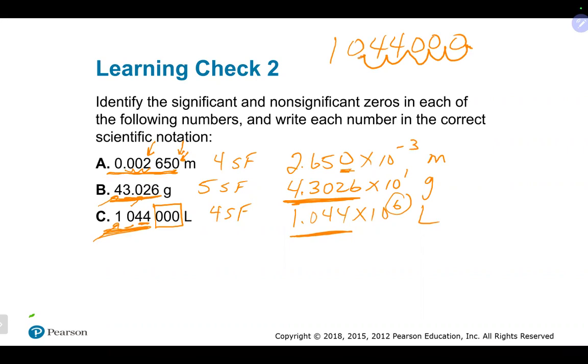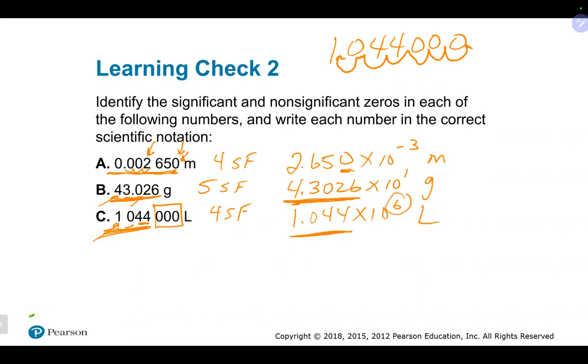Remember, it has to be a number between 1 and 10. So we have to go 1 more place, and that gives us the 1.044. So it's 6 places. It's positive 6 because it's a large number, right? And when we have to move the decimal to the left, basically it's going to be a positive exponent. Or if you want to think about it, a large number will be a positive exponent. Other questions on that?